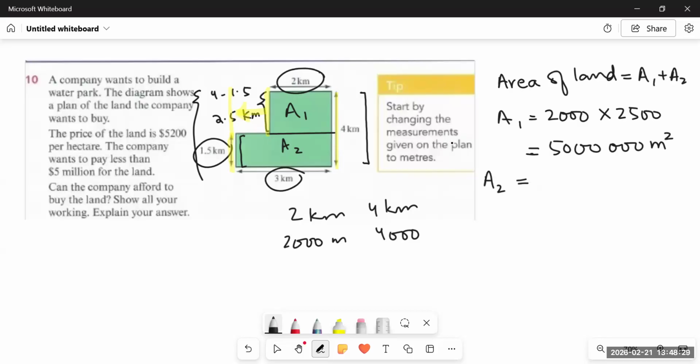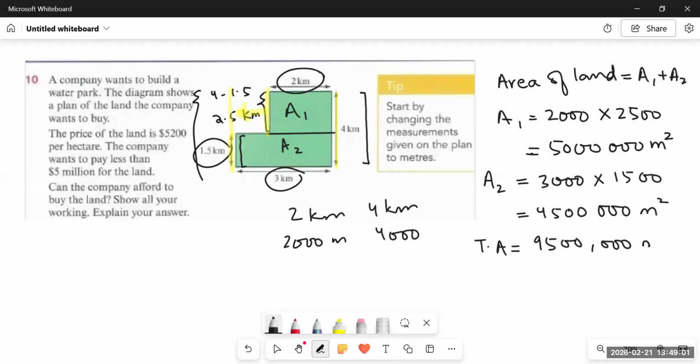So A2 has the length of 3 kilometers, which is 3,000 meters. And the width is 1.5, that is 1,500 meters. So upon multiplying 3 with 15, we get 45. It would be 4,500,000 meters square. So the total area would be the sum of the two, 5 million plus 4.5 million, and that's 9.5 million. That is 9,500,000 meters square.